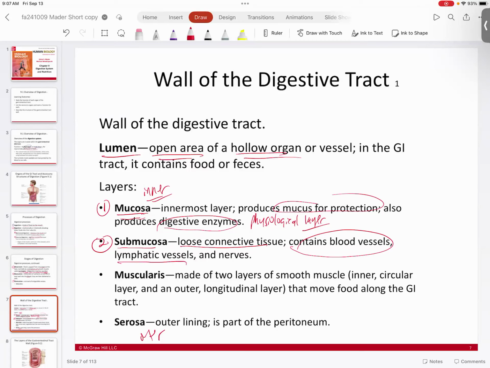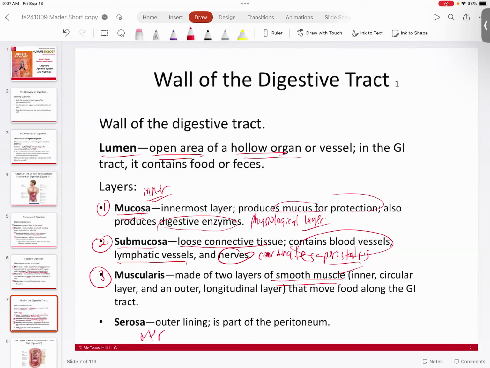It has the lymphatic vessels in there that absorb your lipids, and of course it has nerves that will help coordinate all these activities, especially peristalsis, that muscle contraction. Then below the submucosa is the muscularis. And typically, this is associated with the smooth muscle layer that we just talked about earlier in peristalsis.